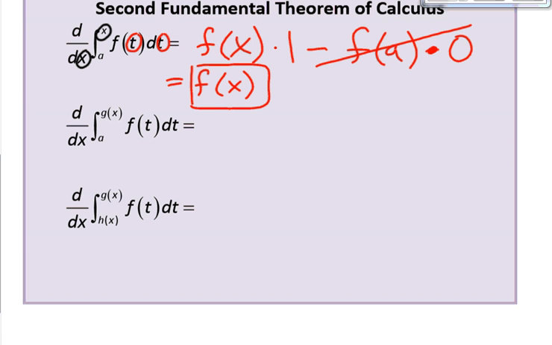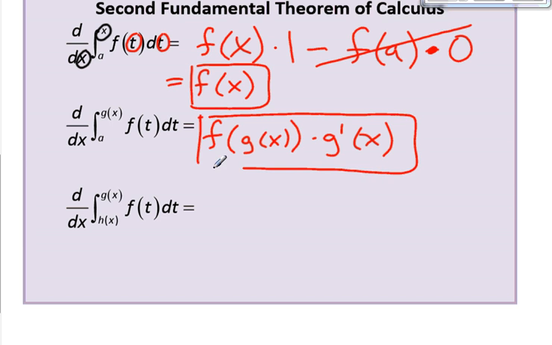So the derivative with respect to x from a to some function is going to be f of g of x, evaluated at the upper limit, times the derivative of the upper limit. Then minus the same with the bottom, but the bottom is a constant, so we know that's going to become 0, so this is the answer.